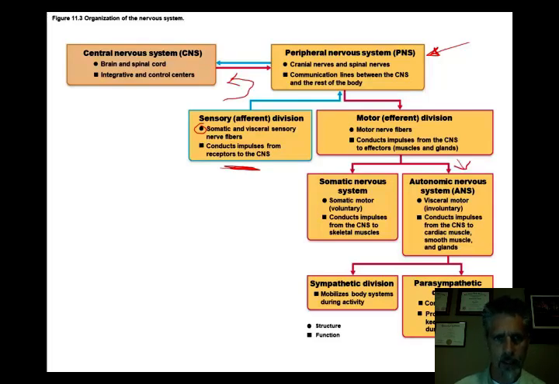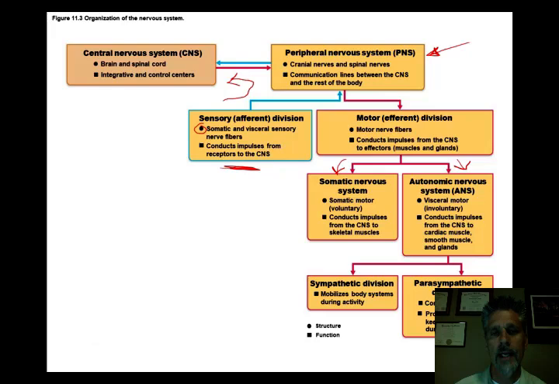So somatic is more the voluntary part, like going to the skeletal muscles in order to get them to contract, like we talked about before at the neuromuscular junction. The autonomic nervous system is more like the automatic nervous system. It's still controlling and coordinating, but it's doing so on a subconscious level. So think about our other types of muscle, cardiac muscle and smooth muscle, which is involuntary but still controlled. Glands like salivary glands and sweat glands and things like that.